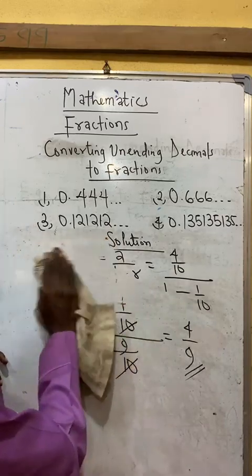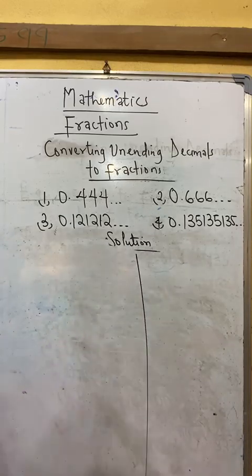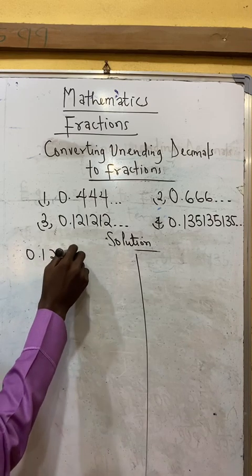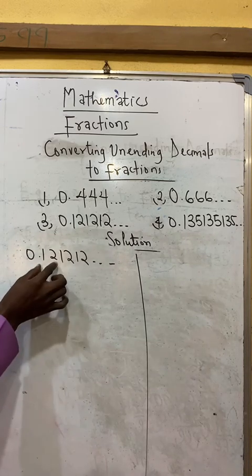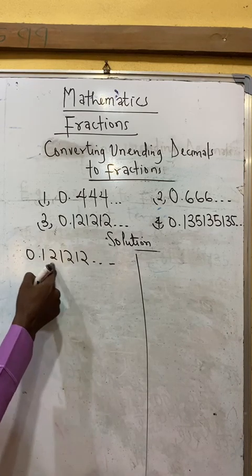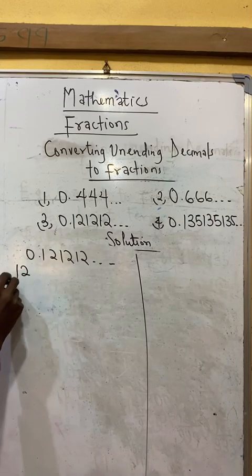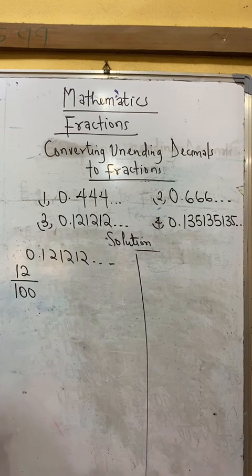But let me do question 3, because that one is quite different. I can divide the board into 2. So let's have 0.12, 12, 12, and so on. What I will do, I will write this as sum to infinity, as a sum of fractions. The repeating digits are 1, 2. So that's 12 all over, how many numbers? I'll put hundreds, 2 zeros, because I have two numbers repeating.